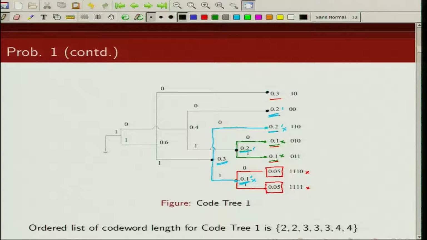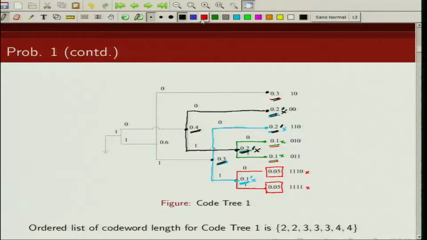And what are the probabilities I have? I have 0.3 here, 0.2 here, 0.2 here, and 0.3 here. So again, note that I have 3 nodes which have probability 0.2, so I can combine any 2 of them. In this case, I'm combining this with this. Then I create a new node which has probability 0.4, and I deactivate these two nodes.